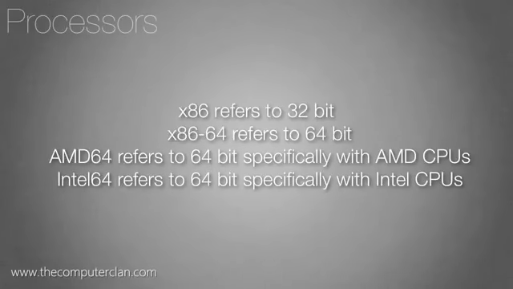Now, types of processors there are. Here are the basic ones. If you see something that says x86, that refers to 32-bit instructions. If you see it say x86-64, that typically refers to 64-bit instructions. And if you see AMD 64 or Intel 64, that refers to 64-bit specifically with those CPUs. So if you're wondering if you have a 64-bit processor, just look up your processor type, and it'll either tell you directly that it's 32-bit or 64-bit, or it will say something like this. For example, if it says AMD 64, you're good to go. You have a 64-bit processor. So if you have an older computer and you're not too sure, just keep an eye out for words like these, and then you'll know what it is.